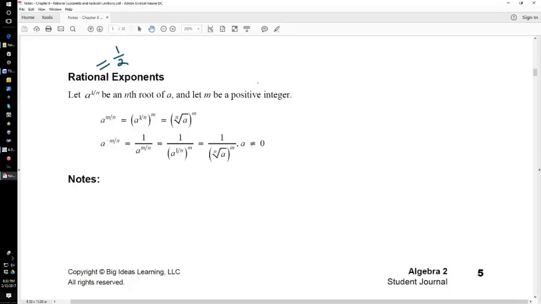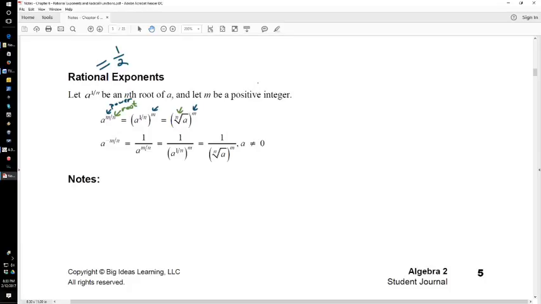So basically what this states right here, a to the m over n, is the same thing as saying the top number is your normal power. The bottom number is your root. So we've got your power on top, that's the m, and your root on bottom, that's your n.